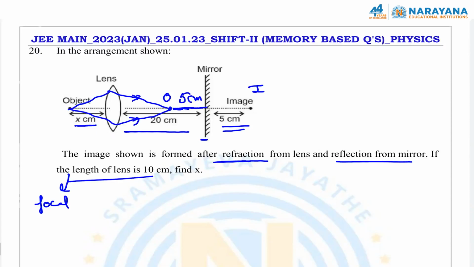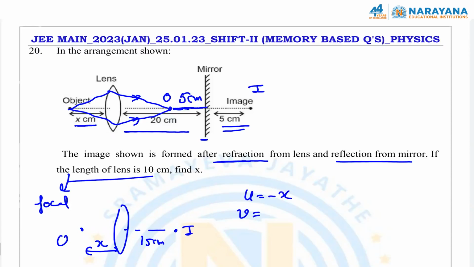So for the lens, here is the object. I don't know this distance x, and the image of the lens is at 20 minus 5, 15 centimeter. So we will take u as minus x, v as plus 15, and focal length is 10 centimeter, and we'll apply the lens formula.